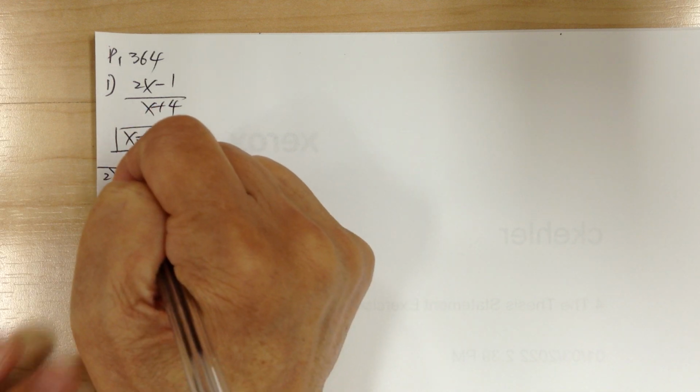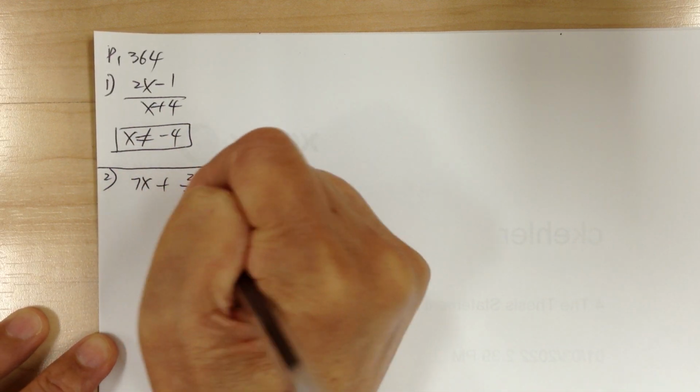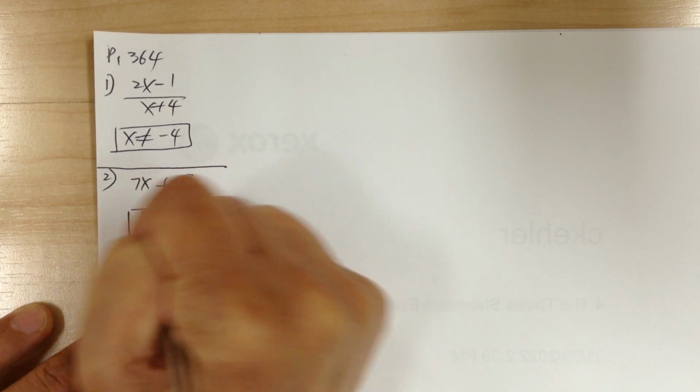Okay, number 2, we have 7x plus 2 over 3x. So in this case, x cannot equal 0.